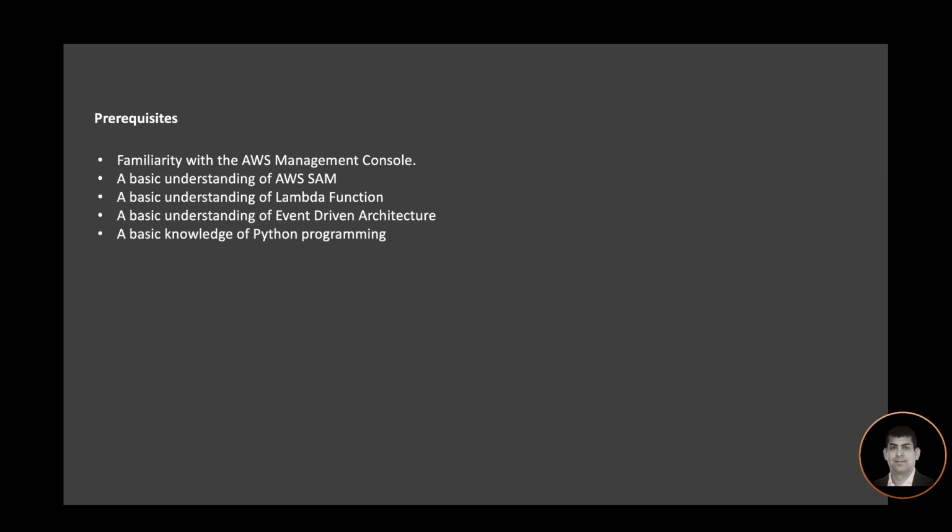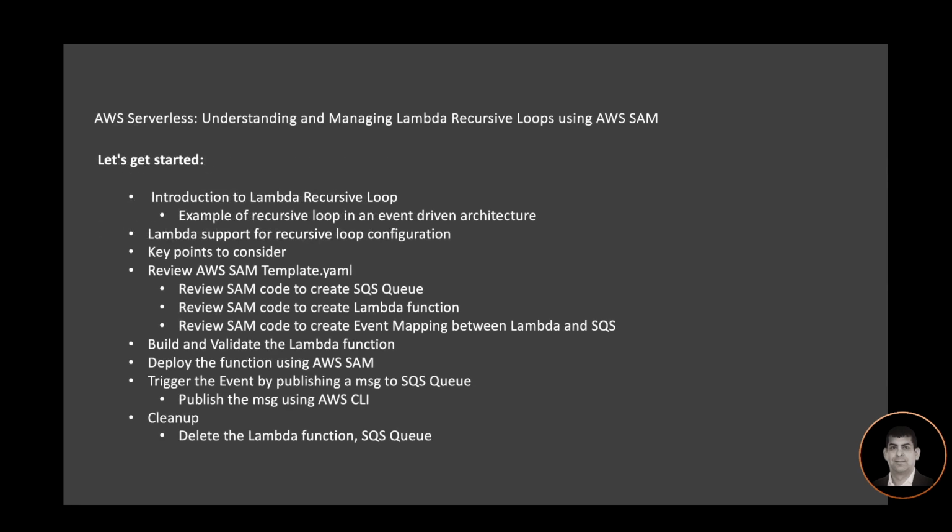You need to have familiarity with the AWS Management Console, a basic understanding of AWS SAM, and a basic understanding of Lambda functions, event-driven architecture, and Python programming. Let's get started. We're going to look at an intro to Lambda recursive loop. We're going to look at an example of a recursive loop in an event-driven architecture. We'll look at a few points about recursive loop, and then we're going to review the template.yaml file.